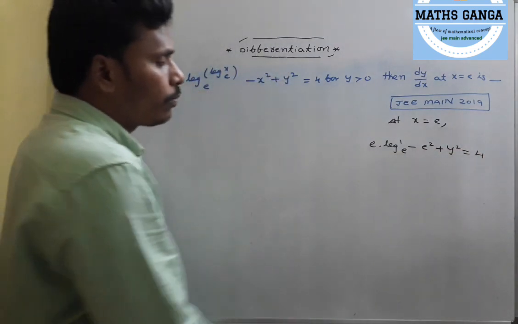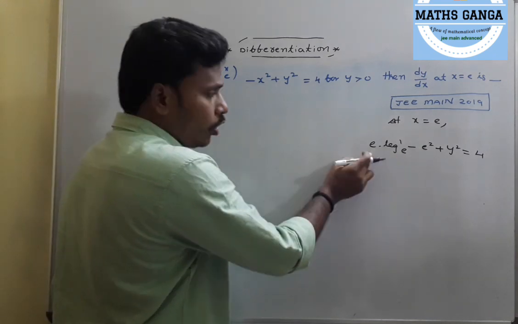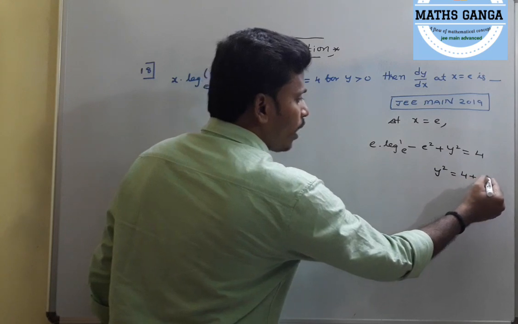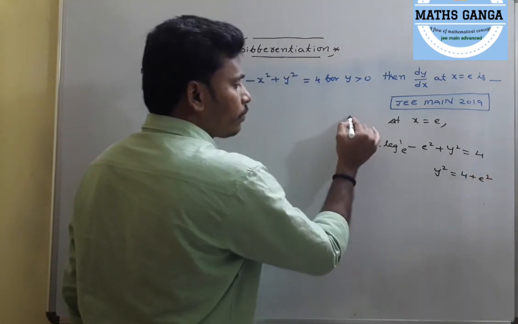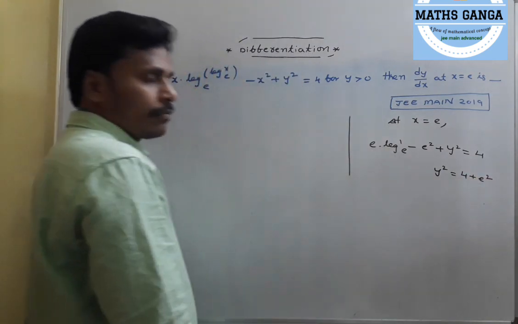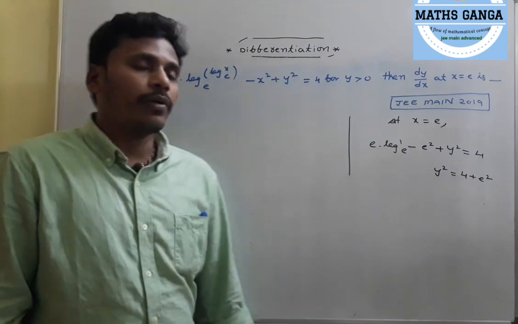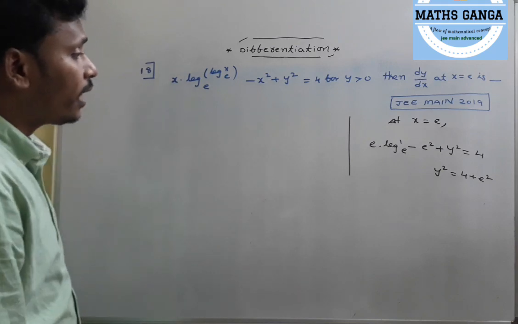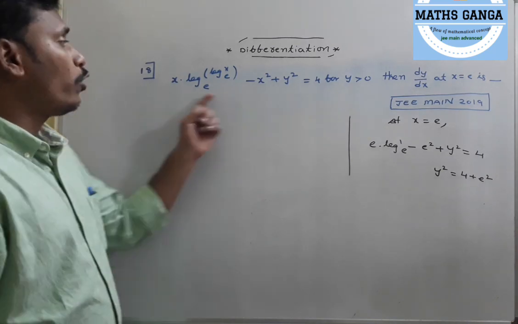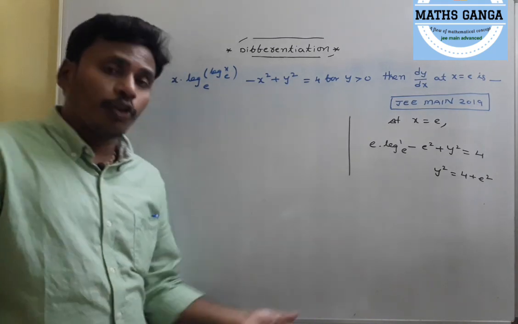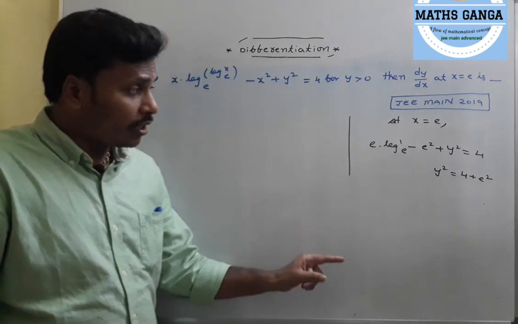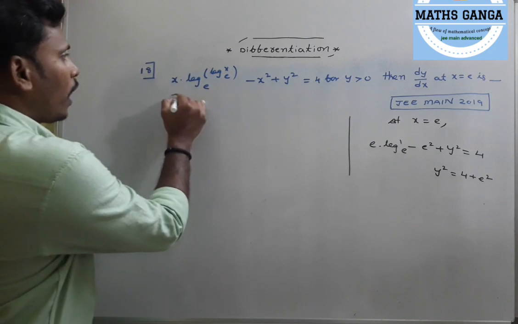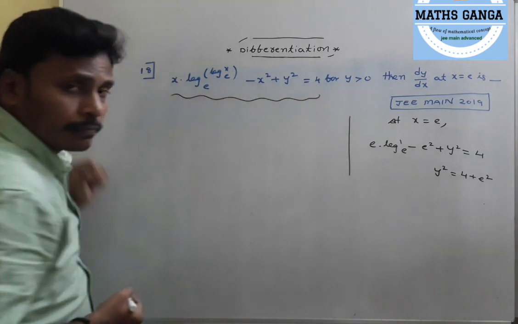Log 1 is 0, so simply this is 0, neglect it, and you have y² = 4 + e². Okay, just keep it. At x = e, y² = 4 + e². Now our task is to find dy/dx at x = e. So we need to differentiate it, and then replace x with e and y² with 4 + e².